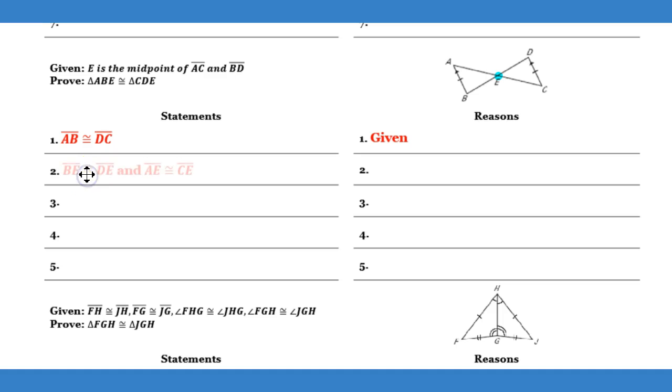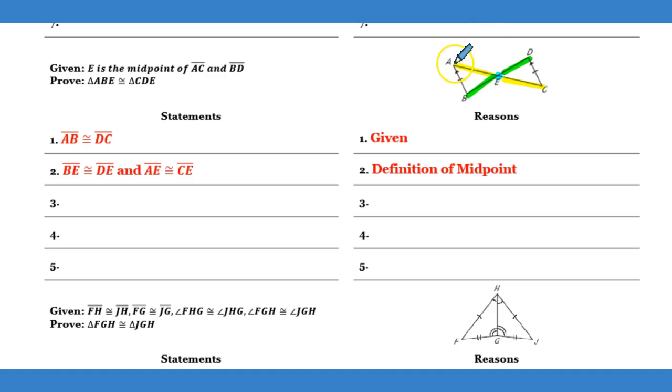Next, I know that BE and DE are congruent because E is their midpoint. And similarly, I know that AE and CE are congruent because that's the midpoint. So that's the definition of a midpoint. E was the midpoint, so those segments have been cut in half.